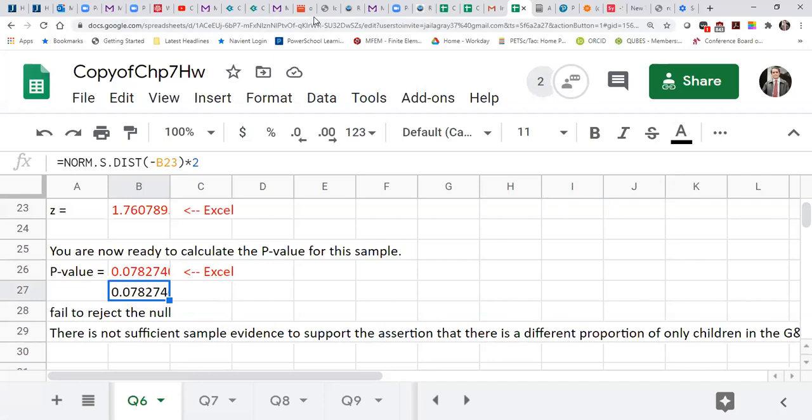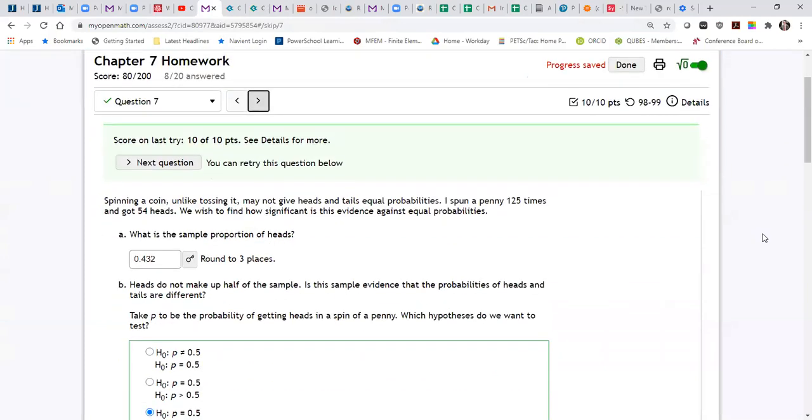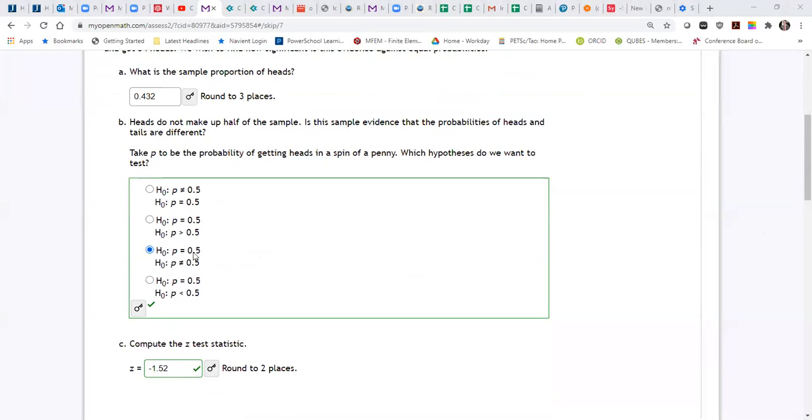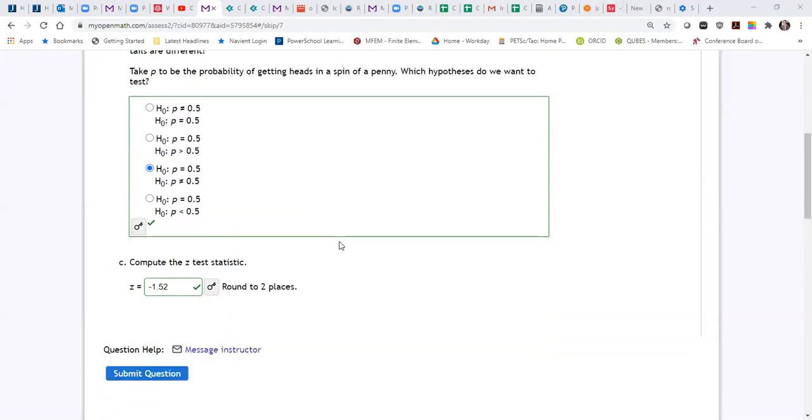Okay, let's go to the next problem. Last time we did this one, right? To get this one, you divide 54 by 125, right? And it said here it may not give heads and tails equal probability. Because it's not equal, the hypothesis test is a two-tailed test. So we have p equal to 0.5 and p not equal to 0.5. And for the test statistic, you use the same formula, right?